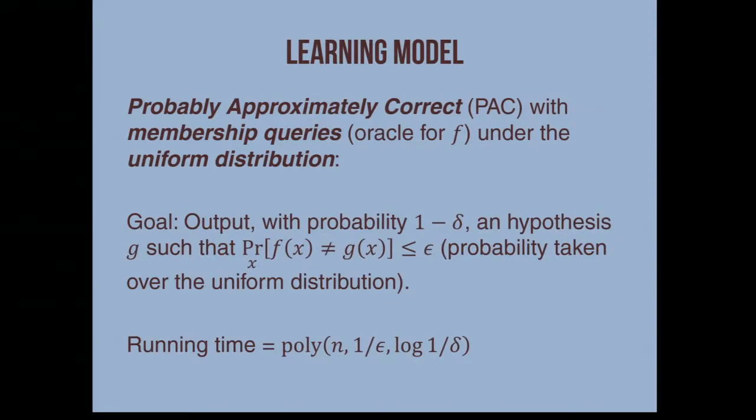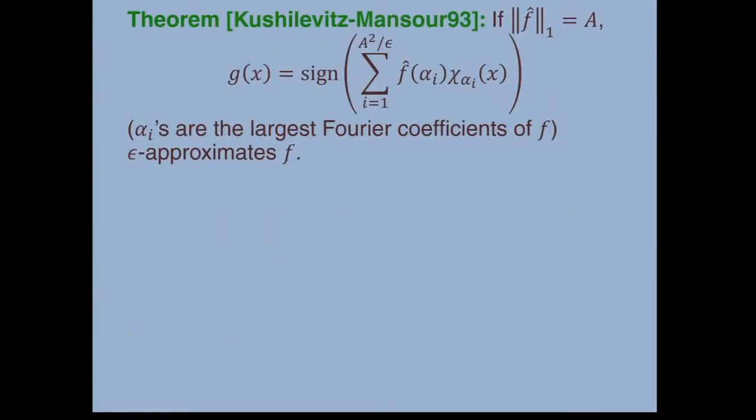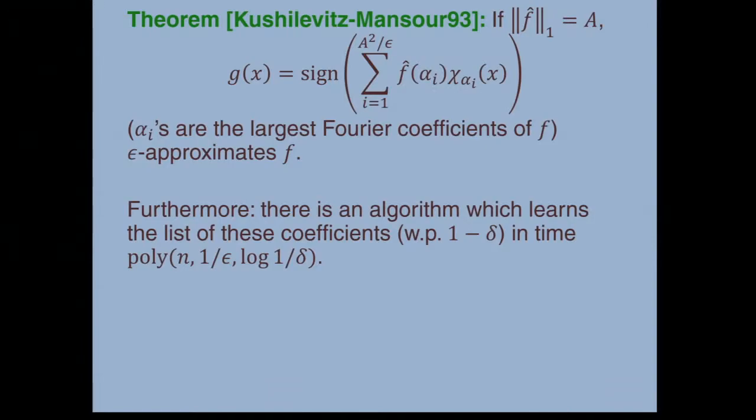This problem has been considered before. There's a very famous paper by Kushilevitz and Mansour, which says that if a function has spectral norm A, then you take the a squared over epsilon largest Fourier coefficients, you truncate, take the sign, and that's an epsilon approximation for f. What's even more important is that, using membership queries, you can actually learn which are the largest coefficients and approximate their values. So you output g as your hypothesis, with very good probability, in time polynomial in n, 1 over epsilon, and log 1 over delta.